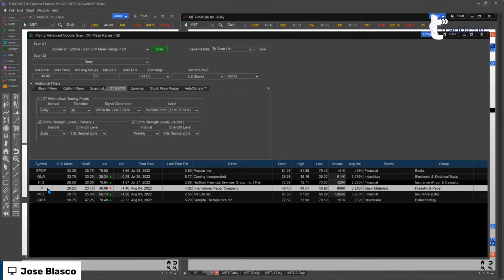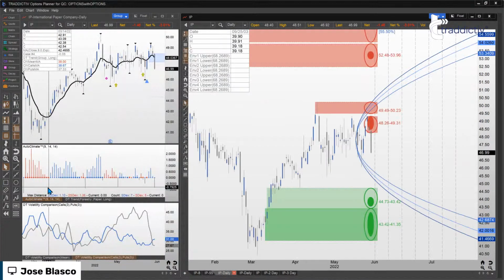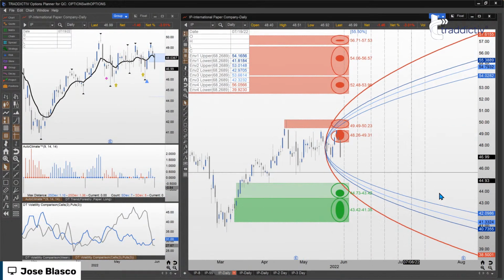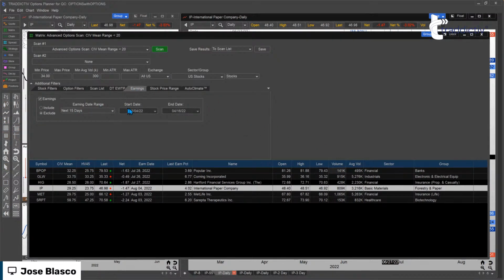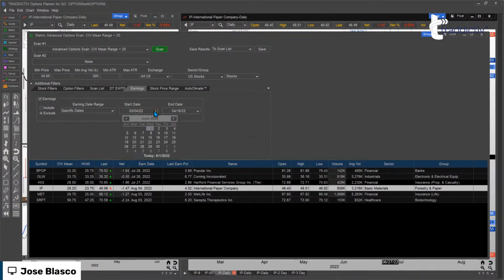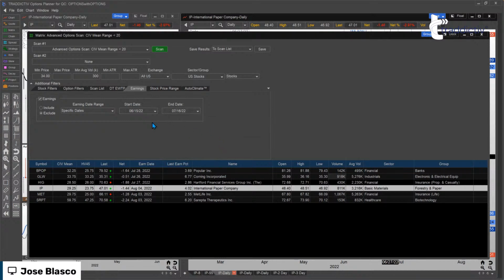Okay, so I'm going to be looking at International Paper. And I may be having the same problem here. To be honest, I could make my filtering a bit better. I could select a range of specific dates and say, hey, I want the earnings to be at least, today's June 1st, so at least in the middle of the month, and to be before the third Friday of July.